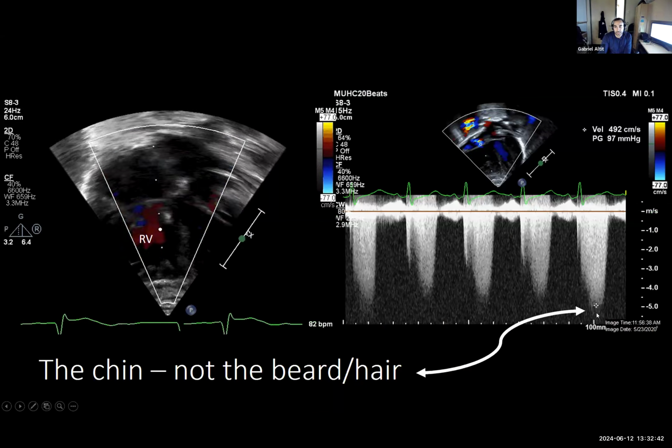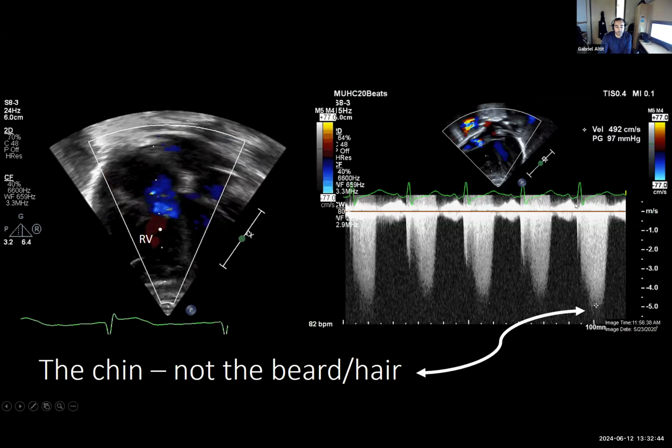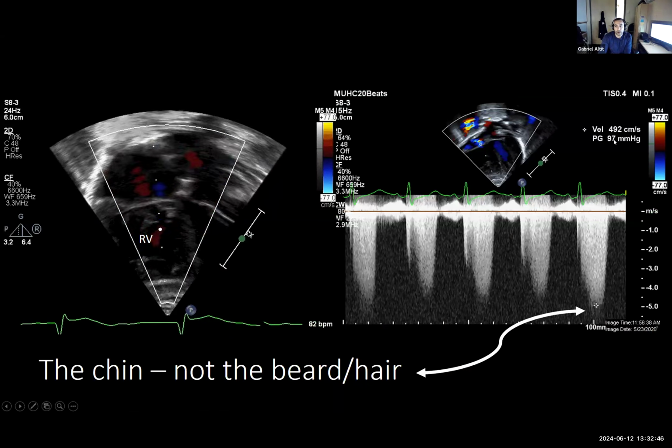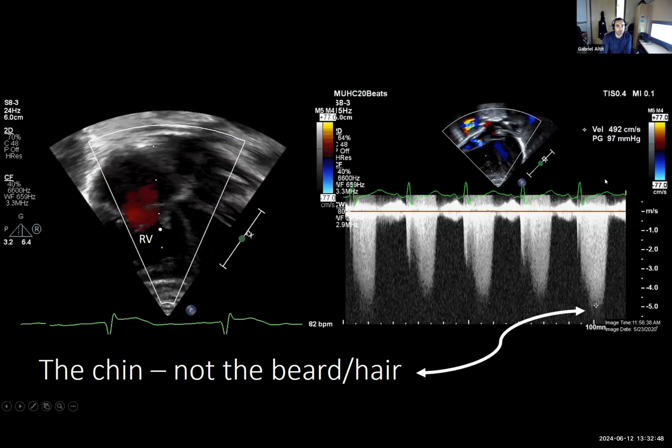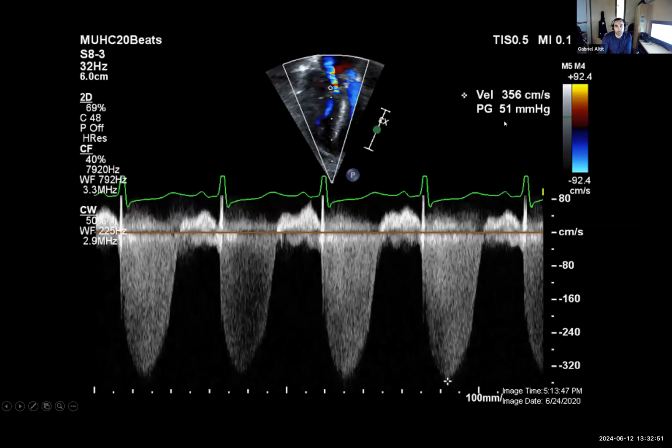And you want to take the chin and not the hair of the beard in order to quantify your velocity, here being an RV-RA of 97 millimeters of mercury. And here, another example at 51.